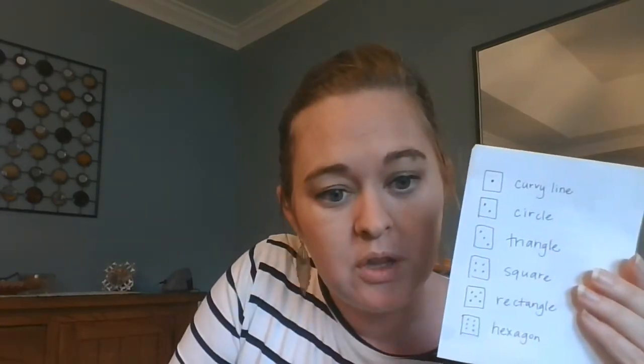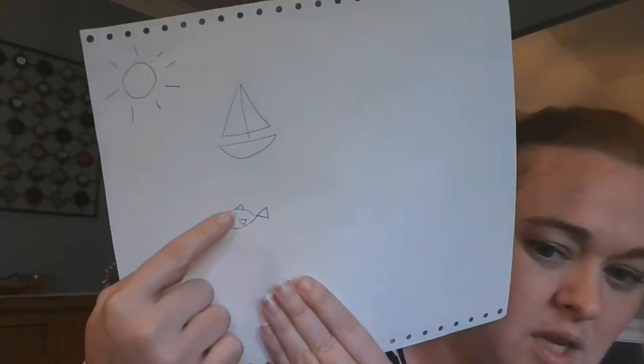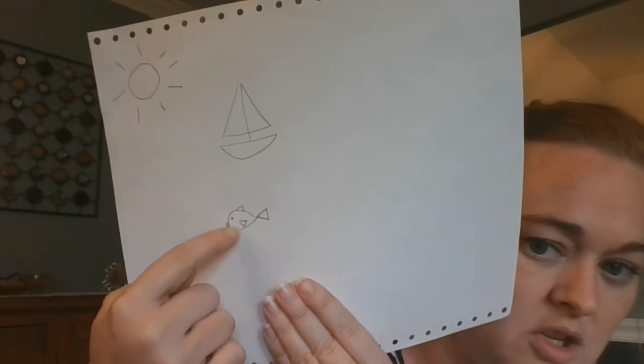This time I rolled a 3, so I have another triangle. Oh, I could draw a fish using a triangle. So here's the fish, and here's my triangle. I'm going to do a couple triangles as I make my little fish. So here I got to use a couple triangles with my fish.